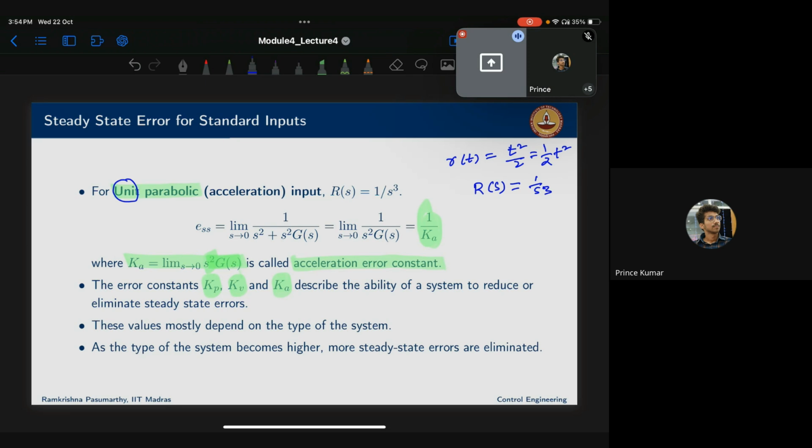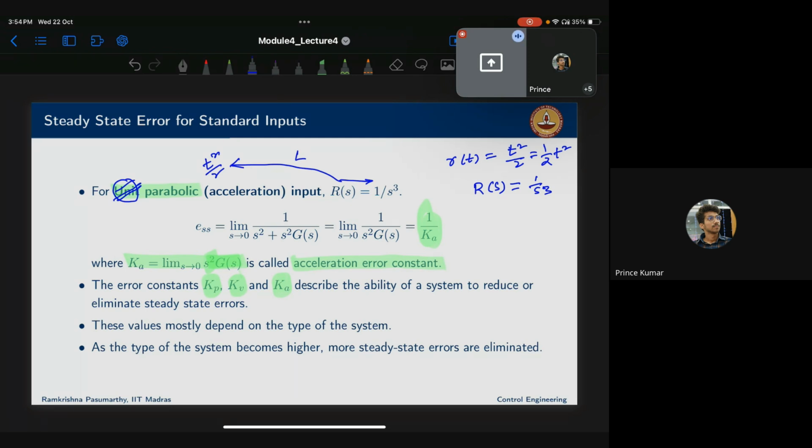In this case it should be a parabola with 1 by 2 t square, then only the Laplace will be 1 by s cube. Clear? Yes, sir. If I take the unit parabola, it will be 2 by s cube. The same thing happened in the week 4 graded assignment, maybe the question should not say unit. Can you write a mail again? We'll check that.